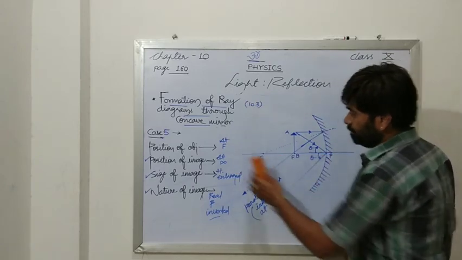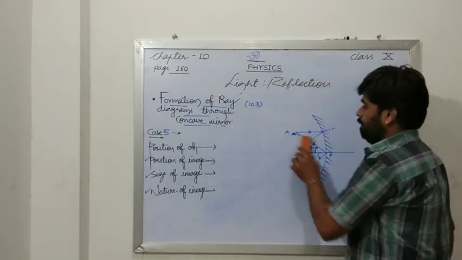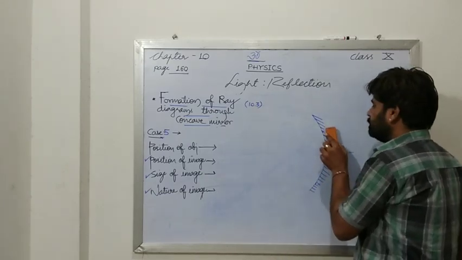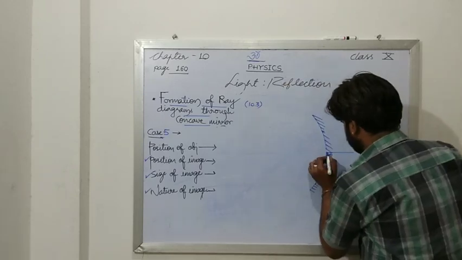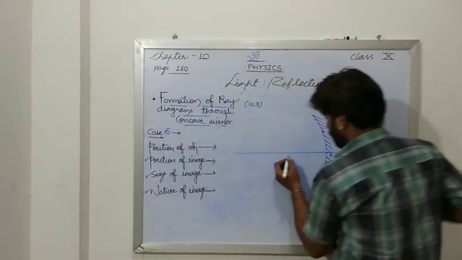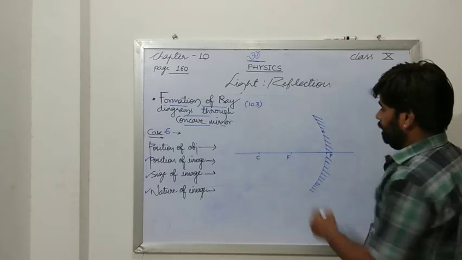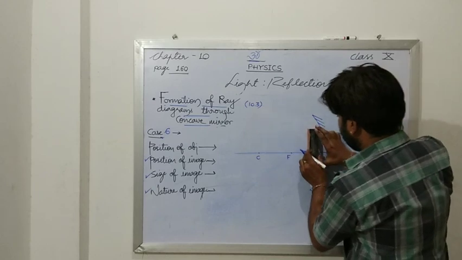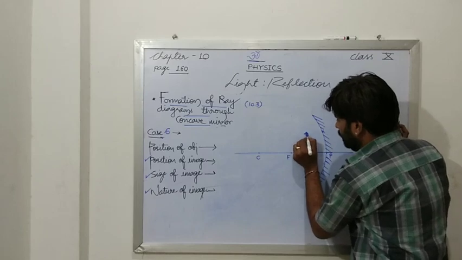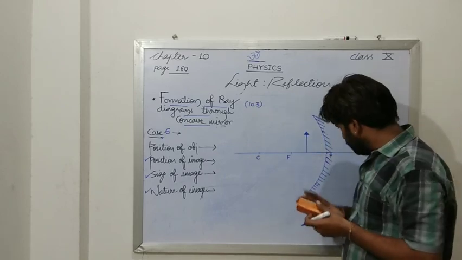Let us move towards the next one, a very important case. This is the last case, but the most important case. In this case, this is somewhat different from the rest of the 5. This is case number 6. This time this is the focus, this is the center of curvature. Now the position of the object is between pole and focus, any position between pole and focus you may take.